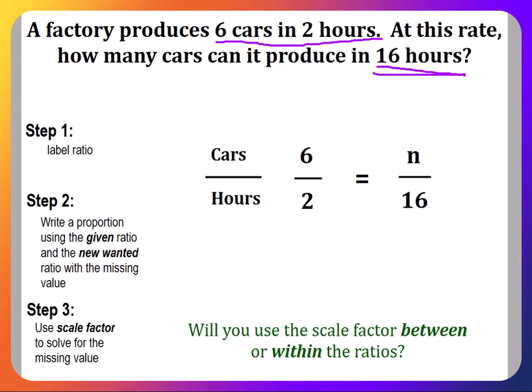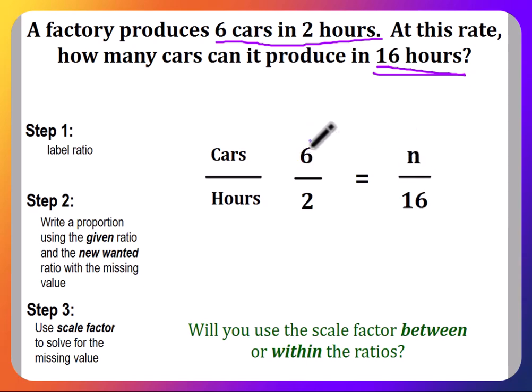And then the third step is find your scale factor. Use the scale factor to solve for the missing value. Will you use the scale factor between or within the ratios? I always start with going between the ratios, and you want to go from the known number to the unknown. Since our unknown is on the right side, we want to start on the left.